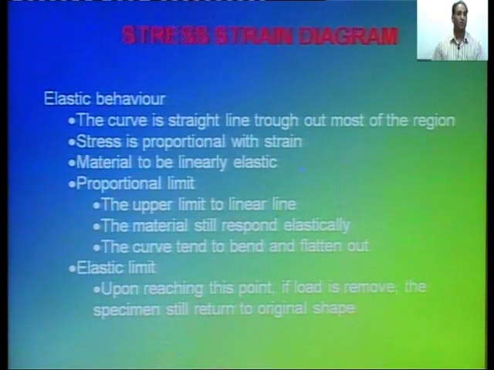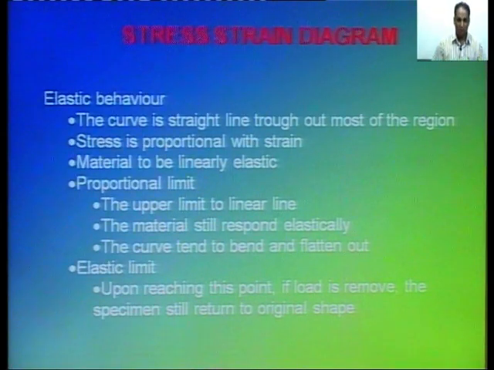From this stress-strain diagram, I will first discuss elastic behavior, and why the material has elastic behavior. Under this, the curve is a straight line throughout most of the region of elastic behavior. Within the elastic limit, stress is proportional to strain. The material always obeys Hooke's law. It means the material is linear elastic, from point O to A.